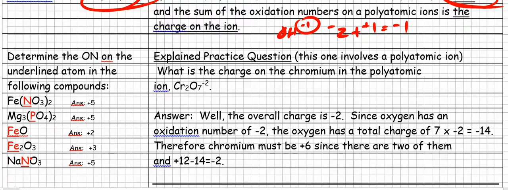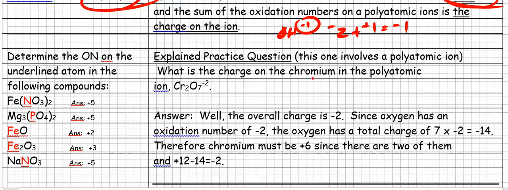All right. So what we're going to need to do is determine what the oxidation number is on everything else, right? On everything else. And from that, we can determine what the oxidation number is for a particular atom. So let's take a look at these now over here. Explain practice questions. This one involves a polyatomic ion.